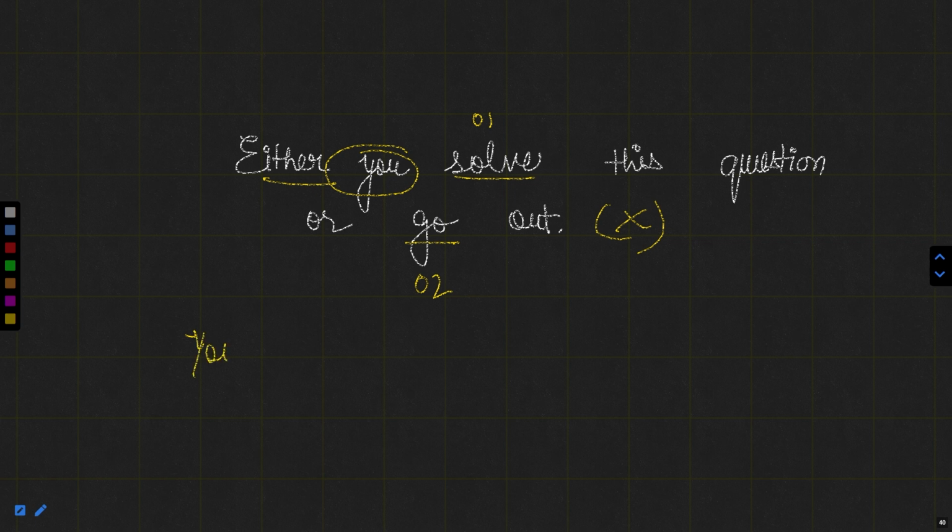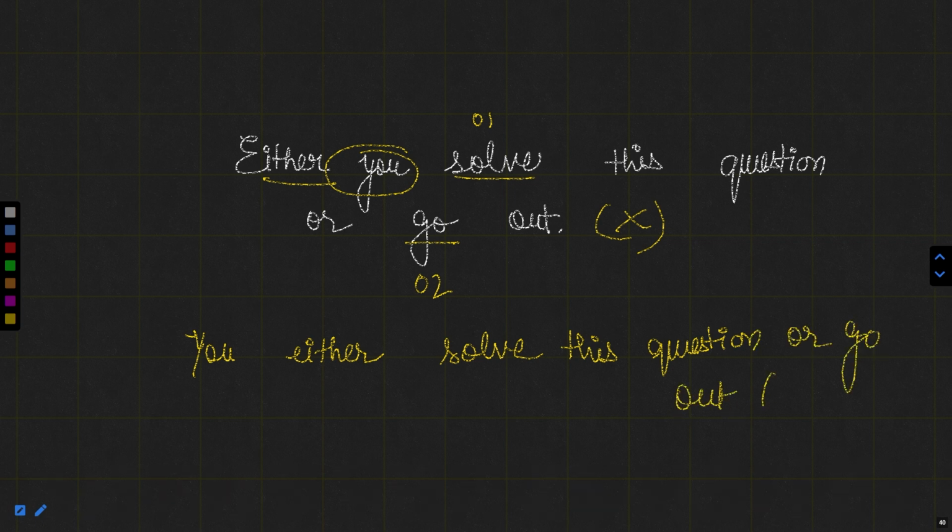You either solve this question or go out. Now, if we see this sentence, now the sentence is absolutely correct. Why so? Because we are using option 1 with either and option 2 with or.